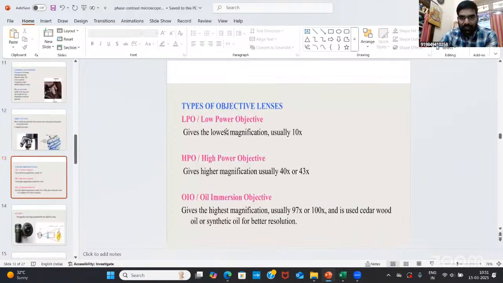Types of objective lens. There are low power objective, high power objective, and oil immersion objective. Low power objective lenses give the lowest magnification, usually up to 10x. High power objective gives higher magnification, usually from 40x to 43x. Oil immersion objective gives the highest magnification compared with the high power and low power objective lenses. This is 97x or 100x, and cedar wood oil or synthetic oil is used for better resolution.